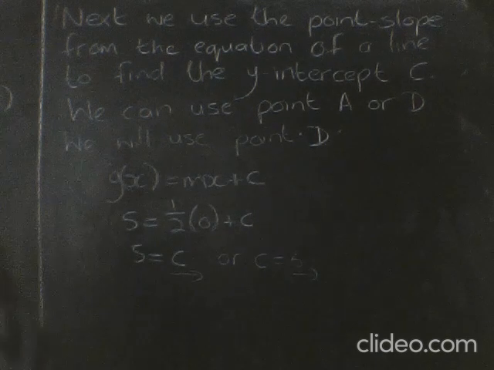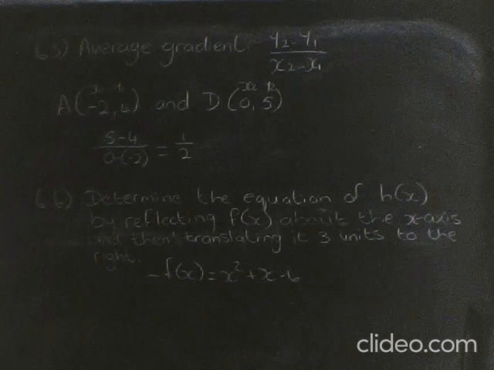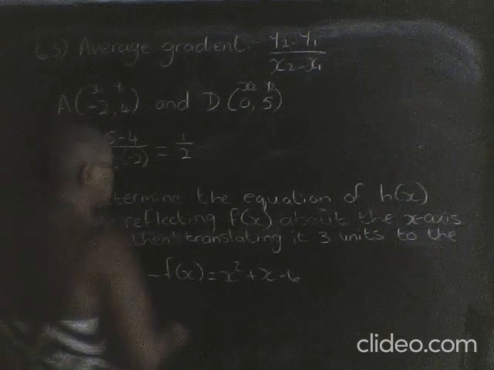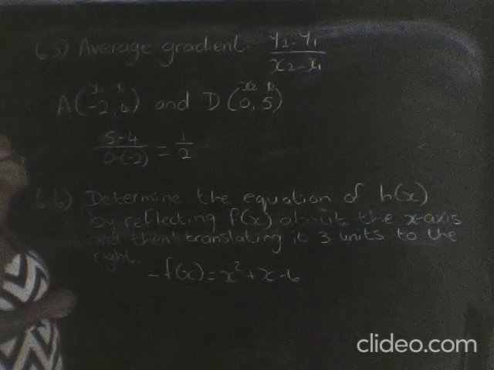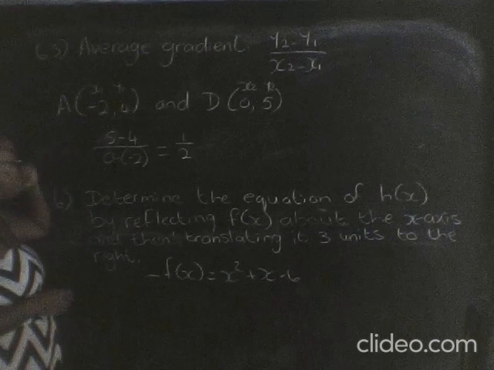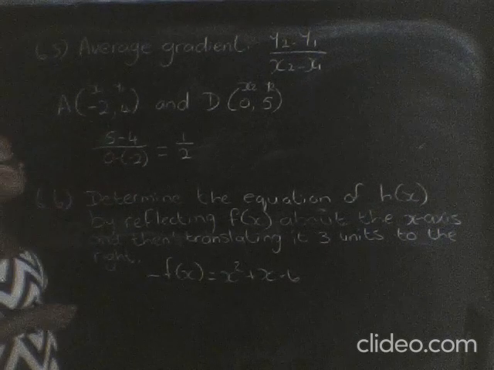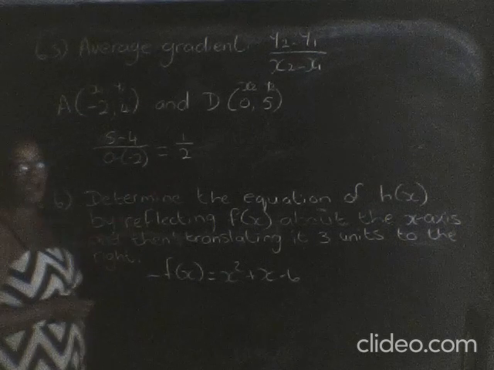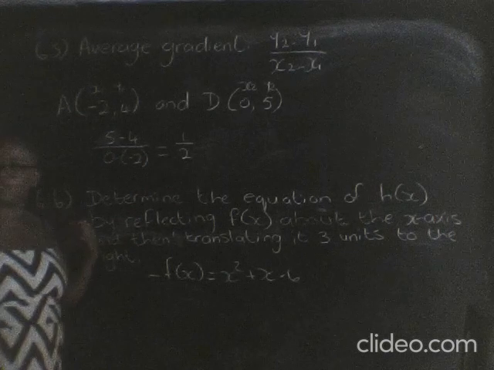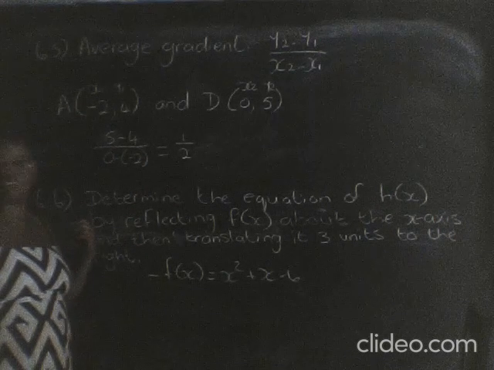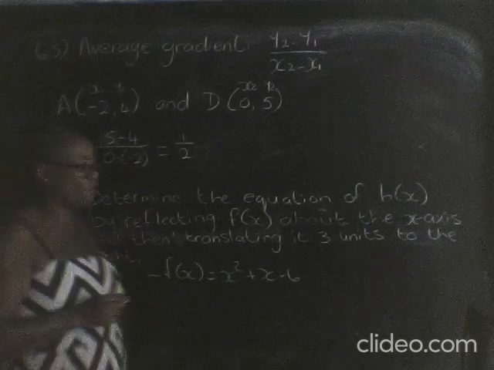We're continuing to 6.5. We were asked to find the average gradient. For the average gradient, we're going to use (y2 - y1) over (x2 - x1). So we have the points A and D, and then again we substitute, so the average gradient is half. If you follow the previous step that I used for finding slope, this is how you would get the average gradient using the same formula.